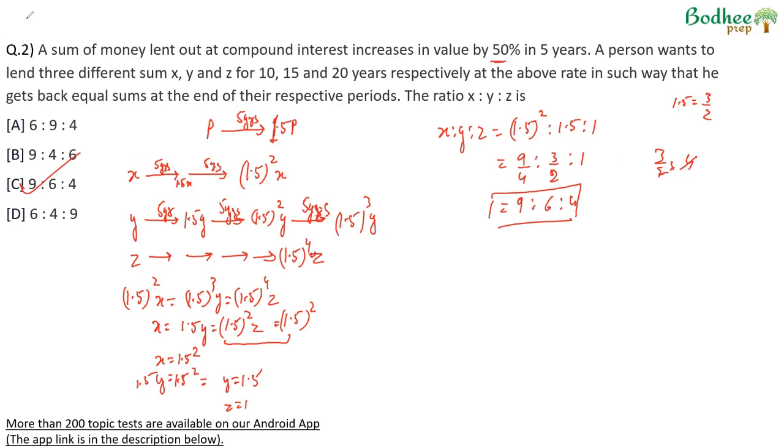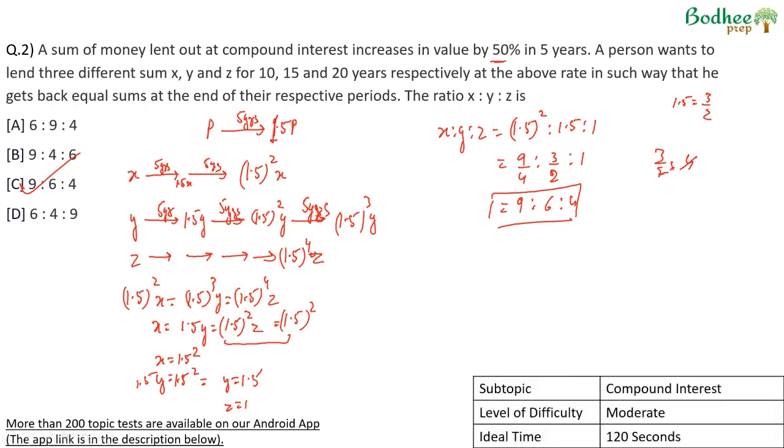Again, concept of compound interest, that the same multiplier will happen for the principal over a given period of time. It's a moderate level of question because in the end ratios also have to be managed. About 2.5 minutes to solve the question.